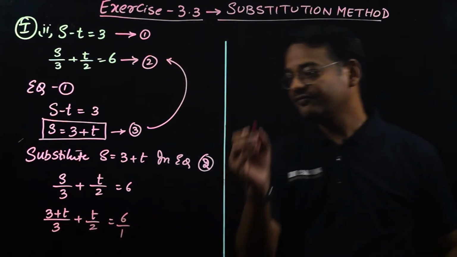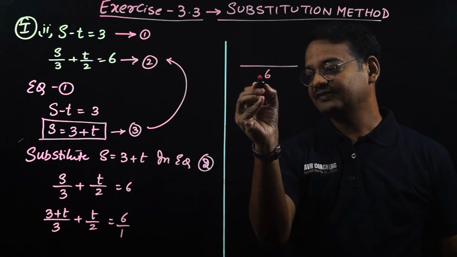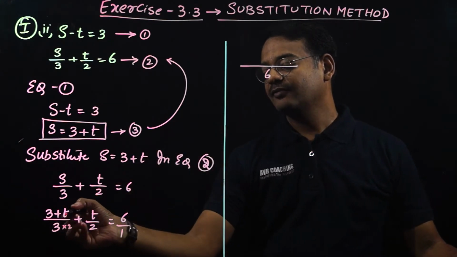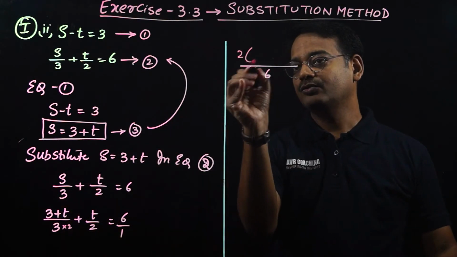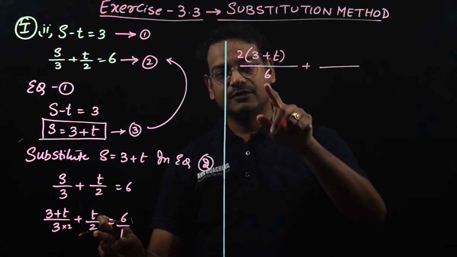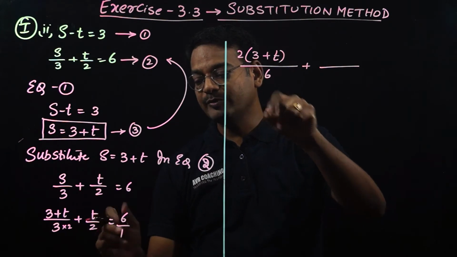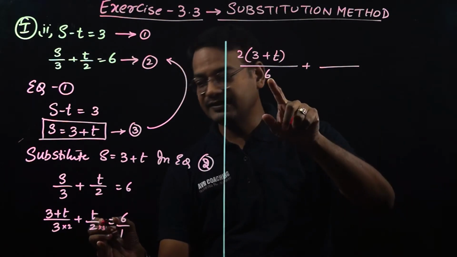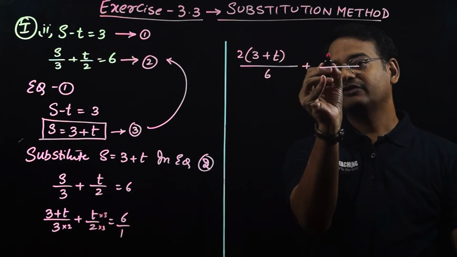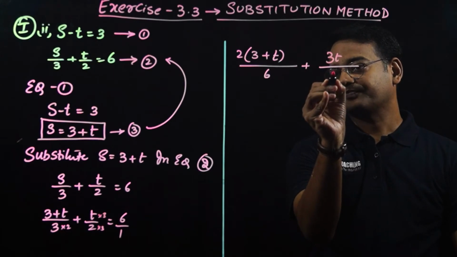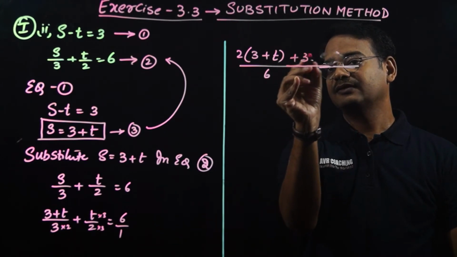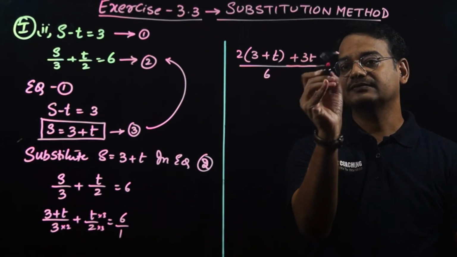Now here the LCM will be 6. LCM is 6. Okay, so this is 3 into 2 then 6. So the numerator will be multiplied by 2, so it will be 2 into 3 plus t plus. Now we need 6, but we have 2 here, so 2 should be multiplied with 3 in order to get 6. So here also the numerator will be multiplied by 3, so it will be 3t, plus 3t is equal to 6.